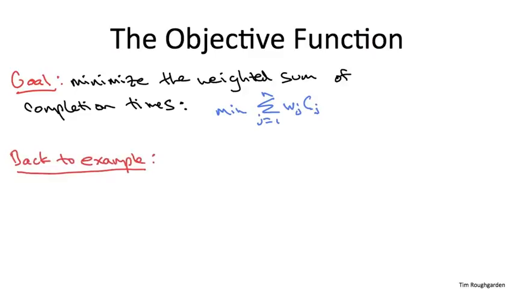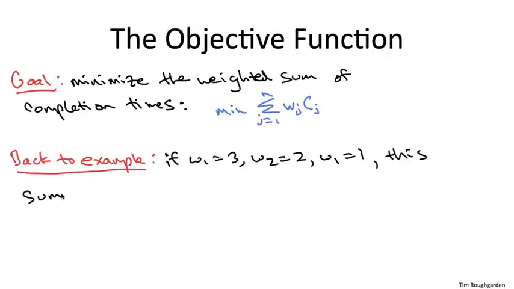So just to make sure this makes sense, let's go back to the example that we saw. In that example, we had jobs with lengths 1, 2, and 3, and we thought about the schedule where we scheduled them in that order. To evaluate this objective function, I have to tell you their weights. So let's suppose their weights are 3, 2, and 1, respectively.